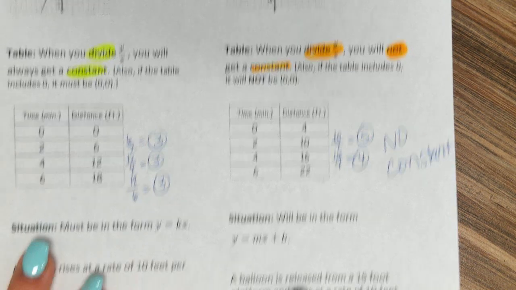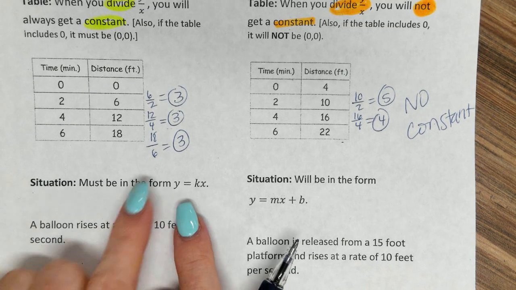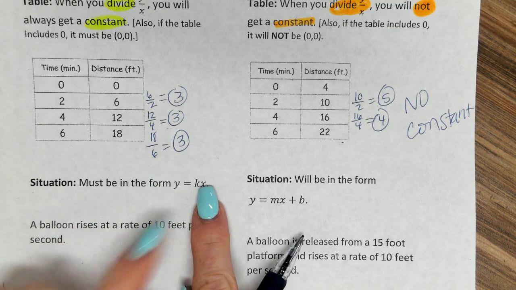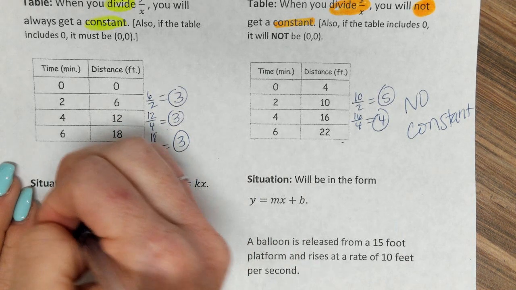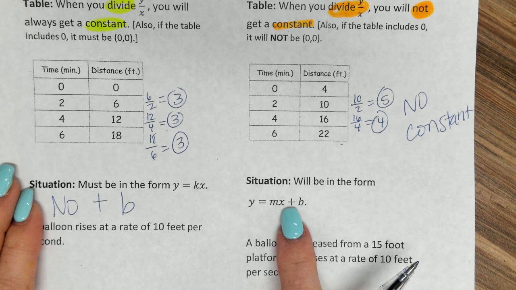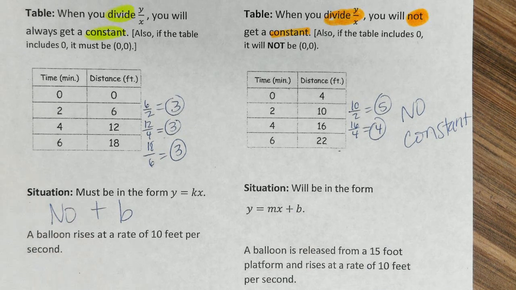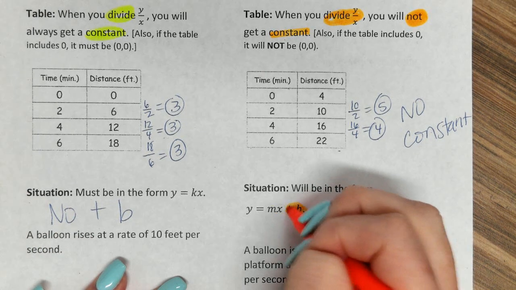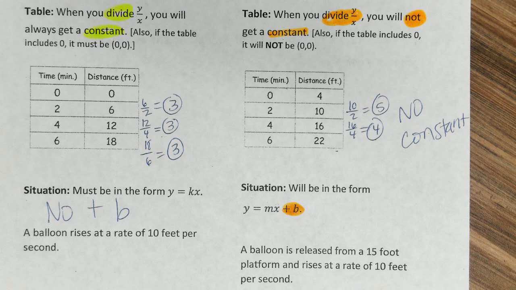Okay, every day on our STAR chart, we write proportional for y equals kx because there will be no plus b. But to be non-proportional, it will have a plus b.